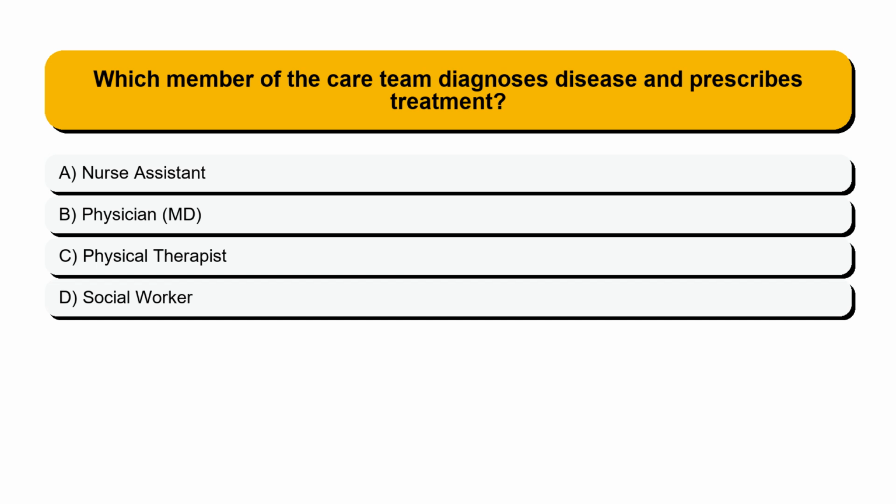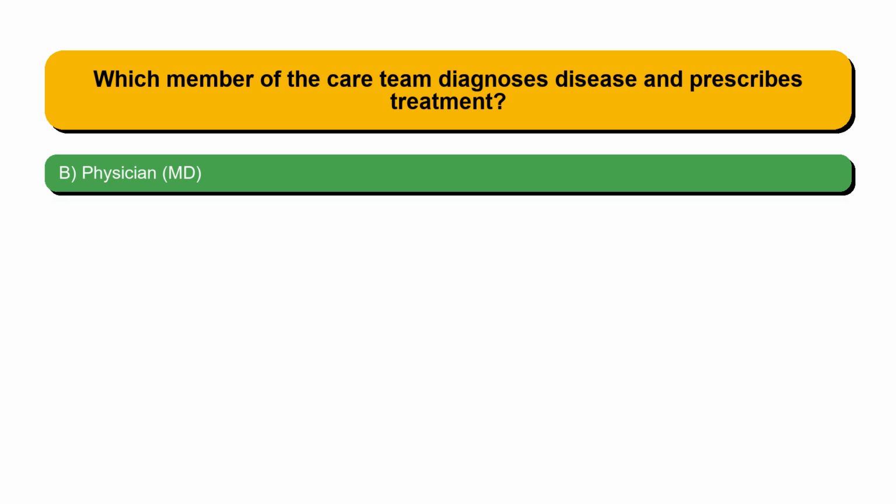Question 53. Which member of the care team diagnoses disease and prescribes treatment? Option A, a nurse assistant. Option B, physician, MD. Option C, a physical therapist. Option D, social worker. The correct answer is option B, physician, MD.